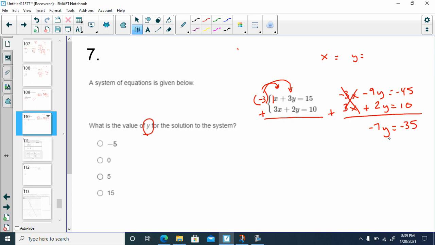Negative 45 plus 10 gives me negative 35. Divide both sides by negative 7, and our y becomes negative divided by negative is a positive. Y is 5. There's your answer.